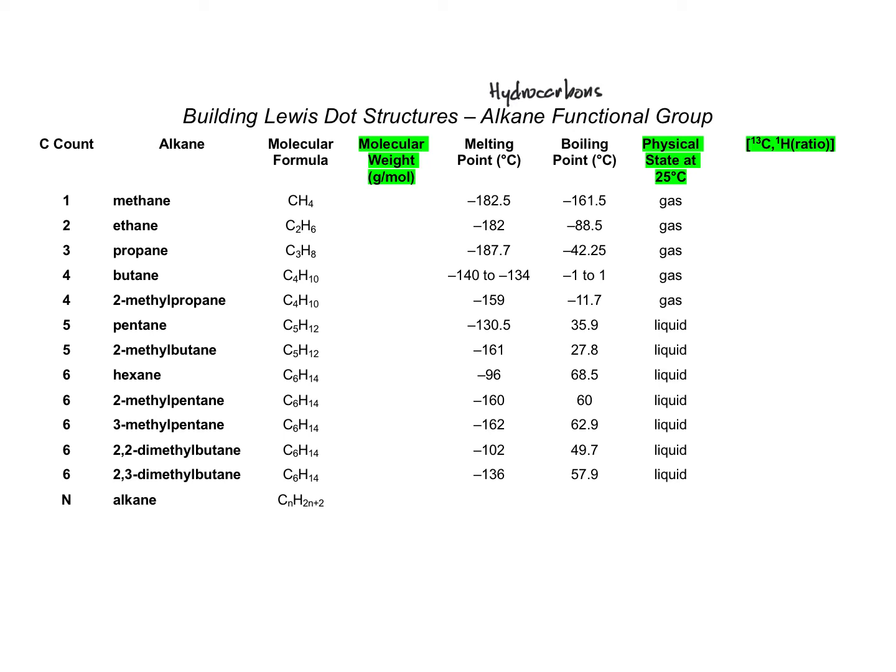And hydrocarbons are exactly that. They're molecules that strictly have hydrogen and carbon. There are a couple different types of hydrocarbons, and the first one we're going to look at is called alkanes. So in this slide, you see this column here called C count. That's the number of carbons in the alkane. This is the name of the alkane. This is the molecular formula. The molecular weight's going to go here. We're going to calculate that first.